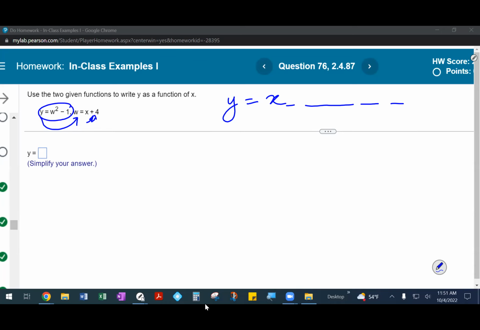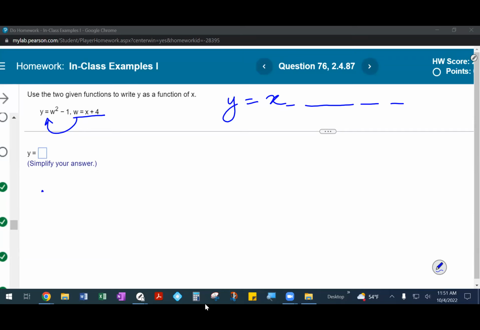Okay, Diana, you are saying we need to put w into y. And then Diego and Maria, it looks like you have x plus 4 squared minus 1. Okay, let's take a look at this. So your classmates online are saying to go the other direction, take this function and put it into y.